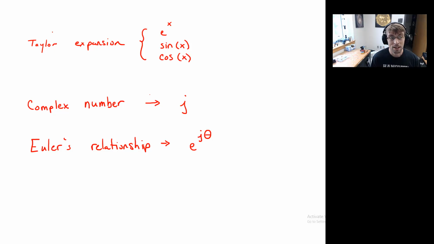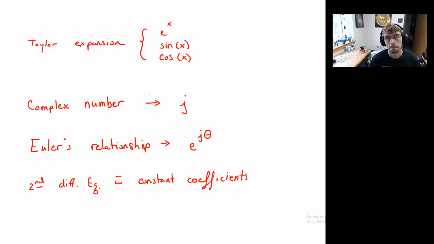And then lastly, once we have these three mathematical concepts under our belt, then we'll be ready to talk about second order differential equations, diff EQ, with constant coefficients. And this e to the j theta will actually help us explain some of the solutions. So that's kind of the long-term process.